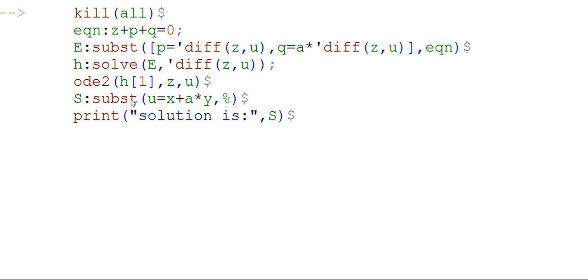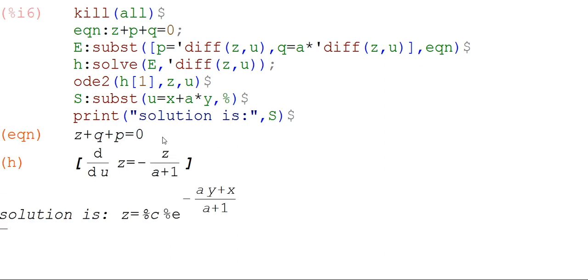So in this, the next step will be, I should substitute u is equal to x plus ay. So now SUBST of u is equal to x plus ay, comma, percentage. This percentage will represent the previous step. So now I am calling this as S. So print the solution is S. Now to execute this, we'll use either shift enter or the numerical enter. So I'll get the output.